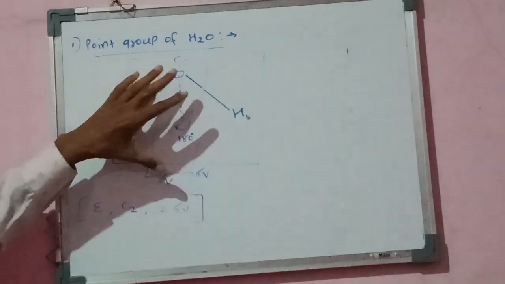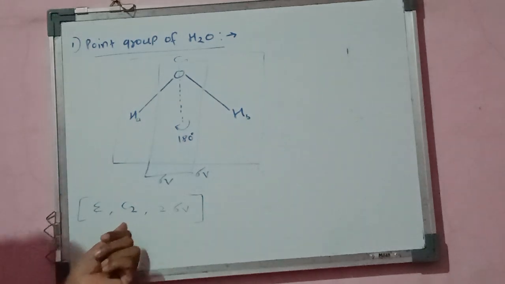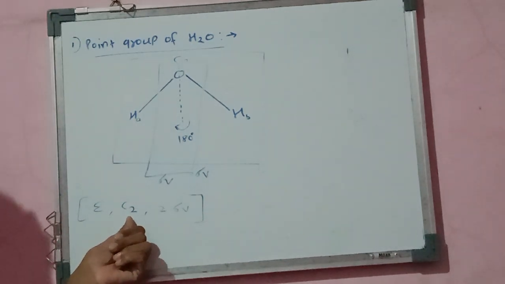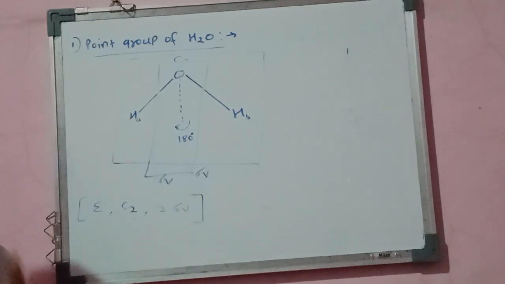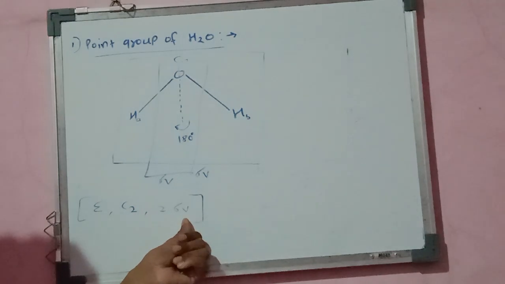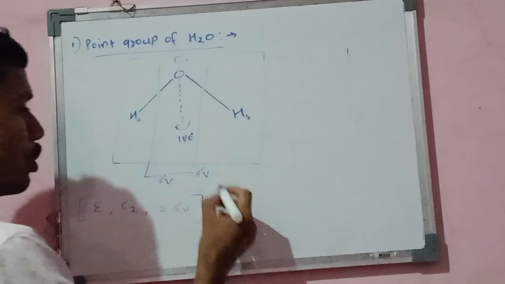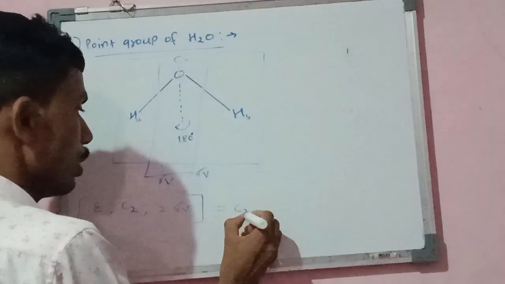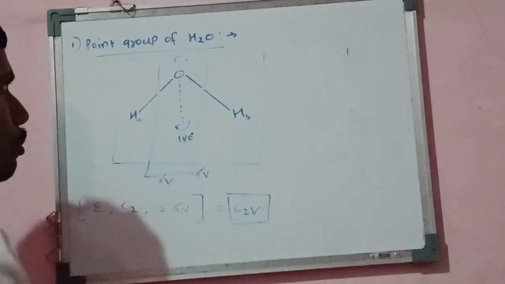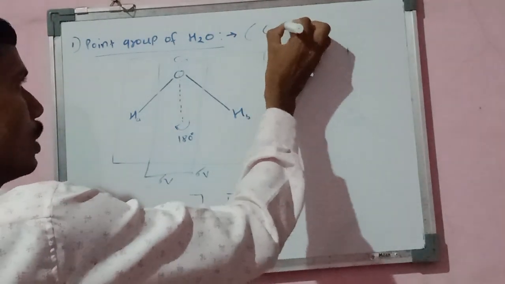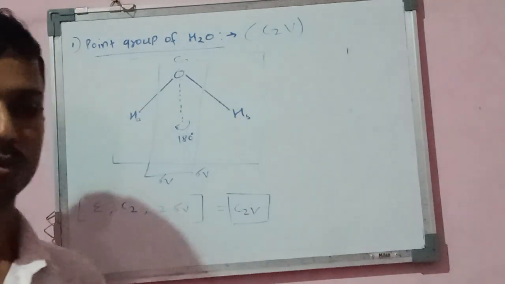Okay, this water molecule has one symmetry element, that is the identity, another symmetry element, the principal axis C2, and two vertical planes of symmetry, and therefore the point group of the water molecule is C2V. C2V is the point group of the water molecule. It is the C2V point group.